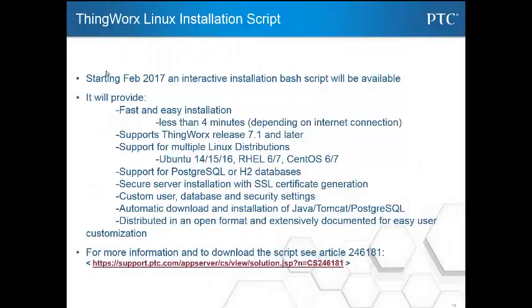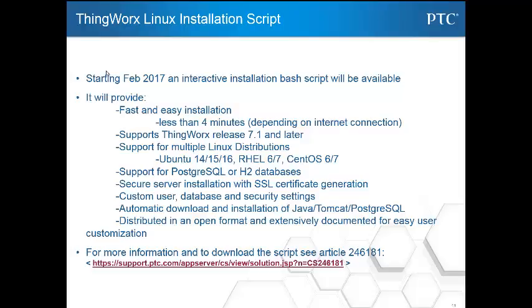Starting in February 2017, an interactive Linux installation bash script will be available. It'll provide fast and easy installation, typically less than 4 minutes depending on your internet connection. It supports ThingWorx release 7.1 and later. It gives support for multiple Linux distributions, including Ubuntu 14, 15, and 16, Red Hat Enterprise Linux 6 and 7, and CentOS 6 and 7.